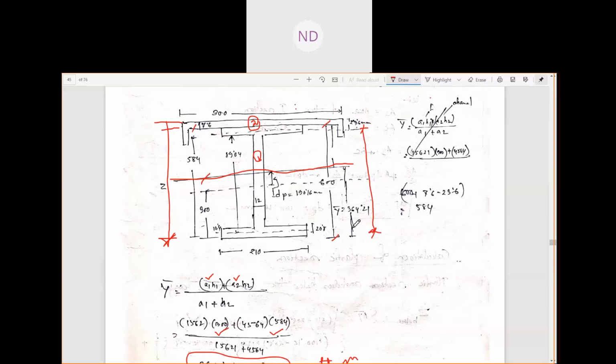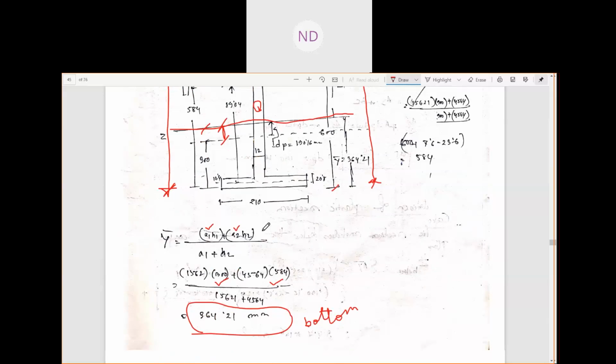So this will be how much? 364.21, this distance, minus your this one, 300. So it will give you this distance, which is the distance between the CG of the built up member and the CG of the I section. So this is 364.21 minus 300. Okay, h1 square. Now what is your IZZ2? That will be the moment of inertia of this, IZZ 636.